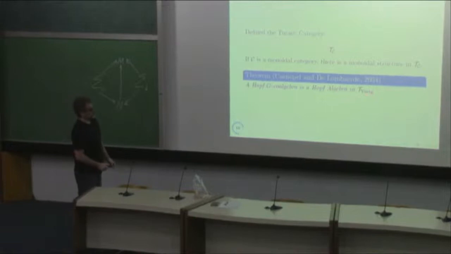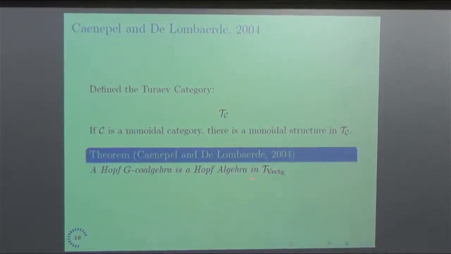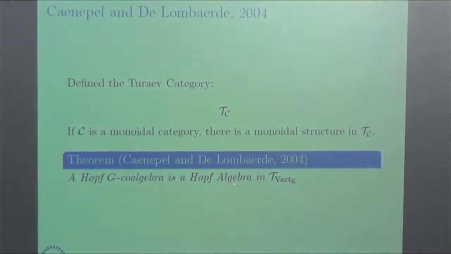Because this is a symmetric monoidal category, you can give the definition of a Hopf algebra in any symmetric monoidal category. You just mimic the same definition that you have of a Hopf algebra. You just transport the definition to this category, and you have the notion of a Hopf algebra in any symmetric monoidal category. And if you take a Hopf algebra in this category, you have the definition that you just gave. It's a definition of a Hopf G-coalgebra.